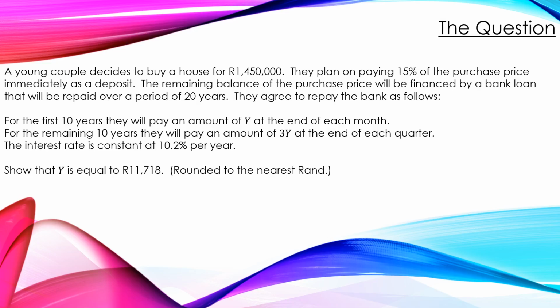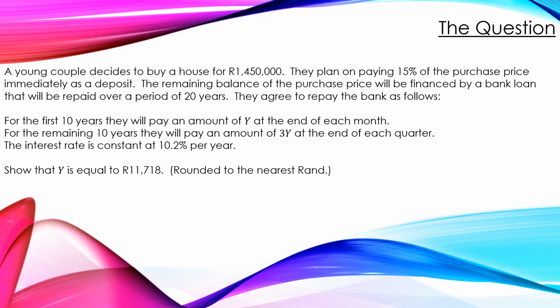It's a young couple who decide to buy a house for 1,450,000 Rand. They plan on paying 15% of the purchase price immediately as a deposit. The remaining balance of the purchase price will be financed by a bank loan that will be repaid over a period of 20 years. They agree to repay the bank as follows. For the first 10 years, they will pay an amount Y at the end of each month, right? So immediately in your head, you should be thinking that there's 12 amounts of Y that's going to be paid for the first 10 years.